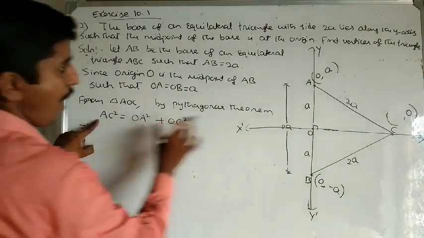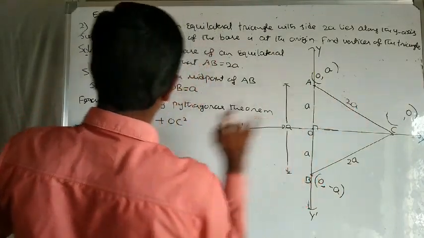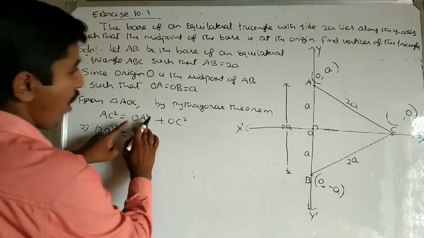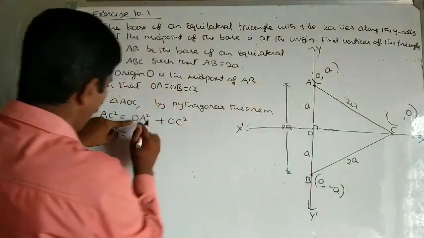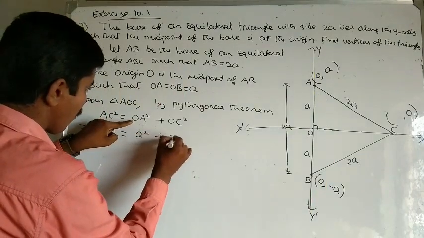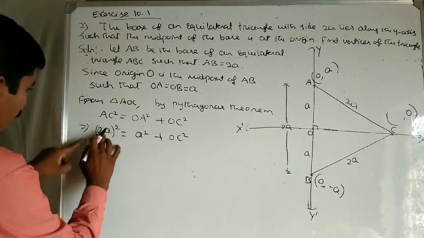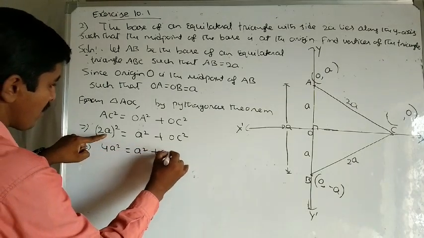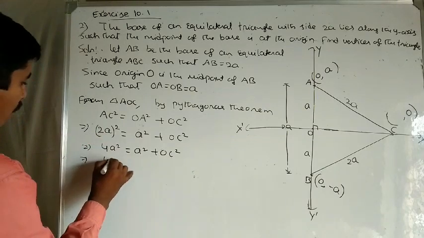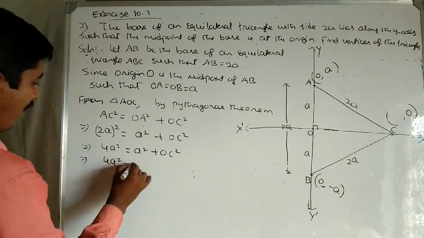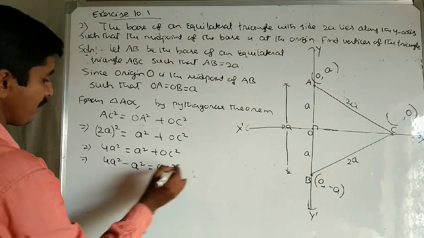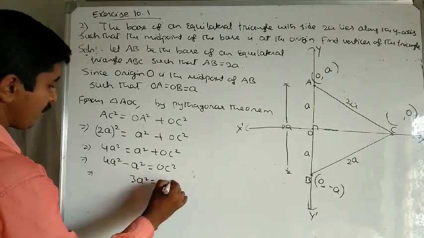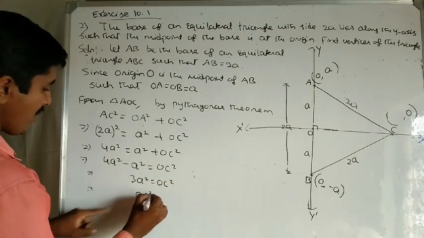Substitute the values. AC from this triangle, here we have 2A. AC equal to 2A, whole square, equal to OA square. OA equal to small a. OA square means A square, plus OC square. 2A whole square, 2 square for A square, equal to A square plus OC square. 4A square, take the left side, plus becomes minus, A square equal to OC square. 4A square minus A square, 3A square equal to OC square. Then OC square equal to 3A square.